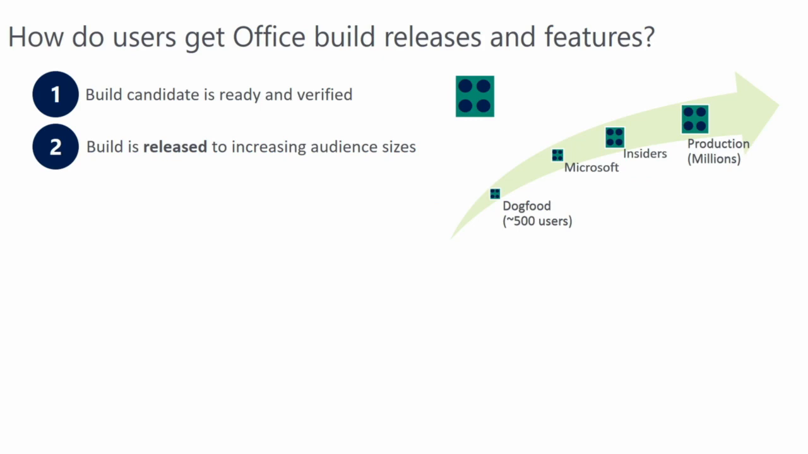All right, so how do we get features out to customers? It's actually not a lot different than what I described before. We still have audiences. Dog food is an internal set of users within Microsoft. Microsoft gets the product, and it goes out to insiders, similar to our MVP audience that we had before, and then goes out to production. So those mechanics are relatively the same.